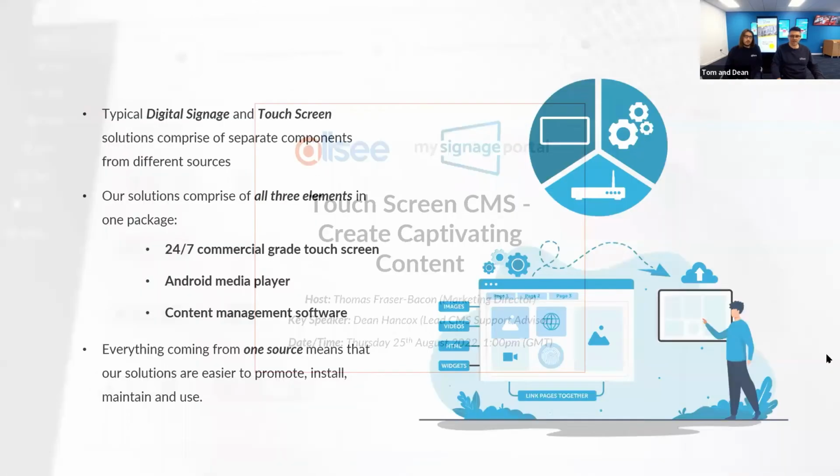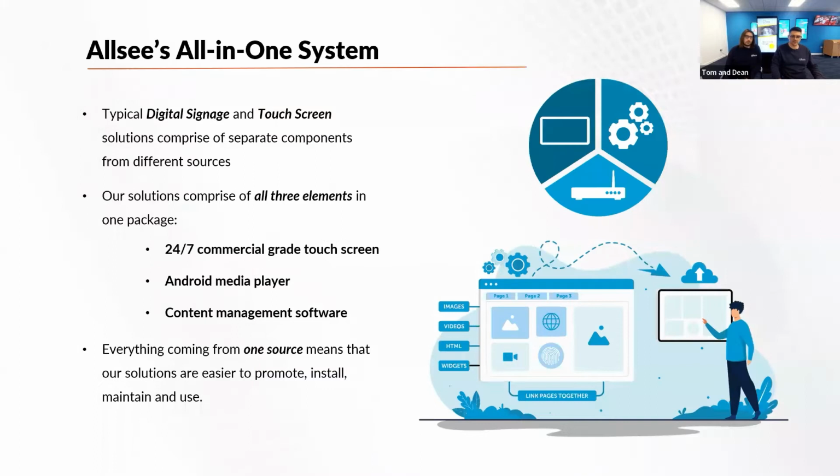Again, I'm not going to spend too long on this because we covered this on the last webinar, but just very quickly. For those of you who aren't that familiar with our system, our all-in-one approach comprises all three typical elements from a digital signage project. For the purposes of today's webinar: a 24/7 commercial grade touchscreen, an Android media player and a content management system, all from one source, which means that our solutions are easier to promote, easier to install, easier to maintain, easier to use, easier to support, a host of advantages.